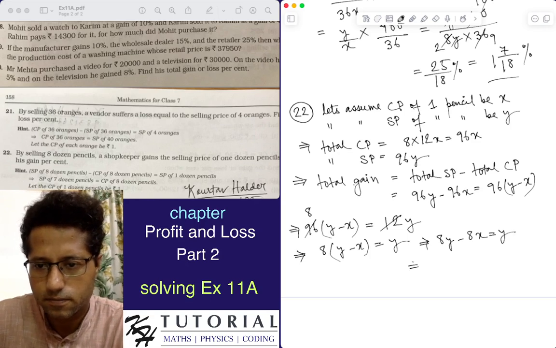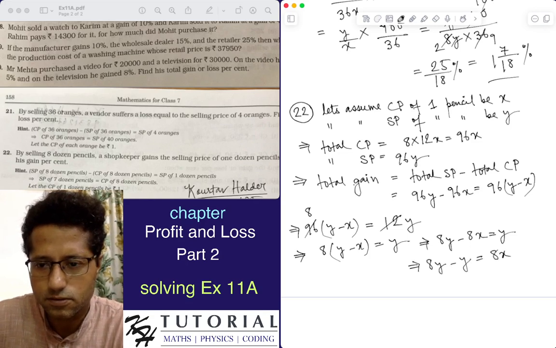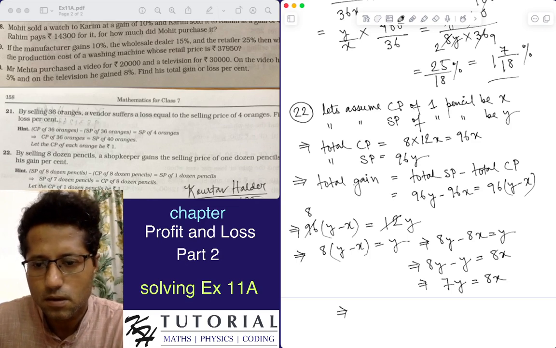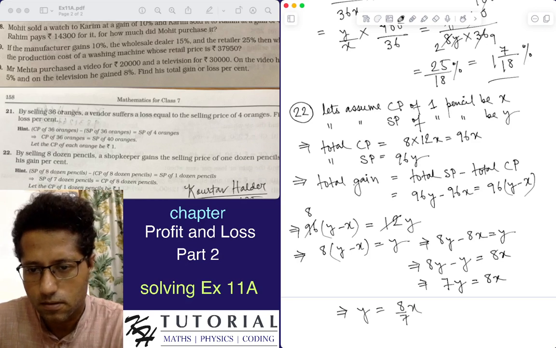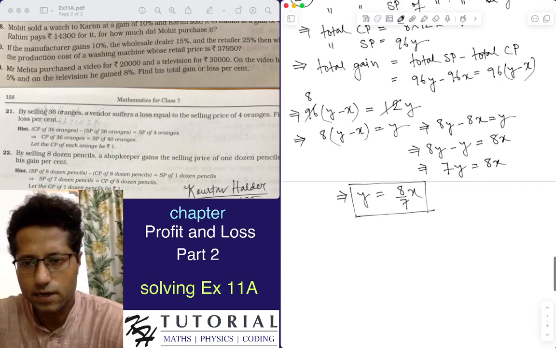This implies 8y minus y equals 8x. This implies 7y equals 8x. This implies y equals 8x by 7. We will use this relation later. Okay, so we got y equals 8x by 7.